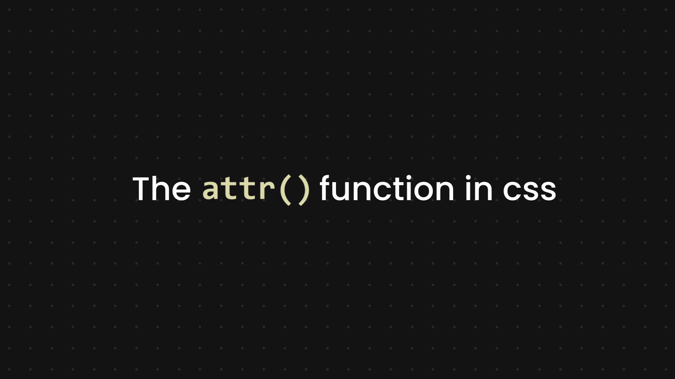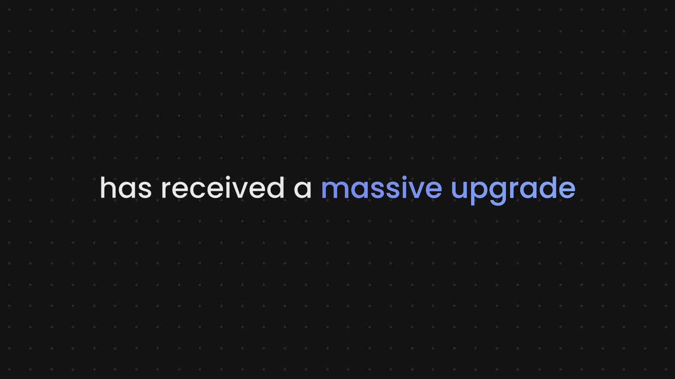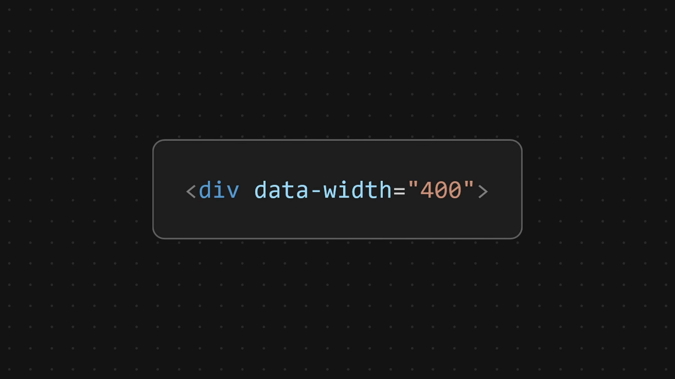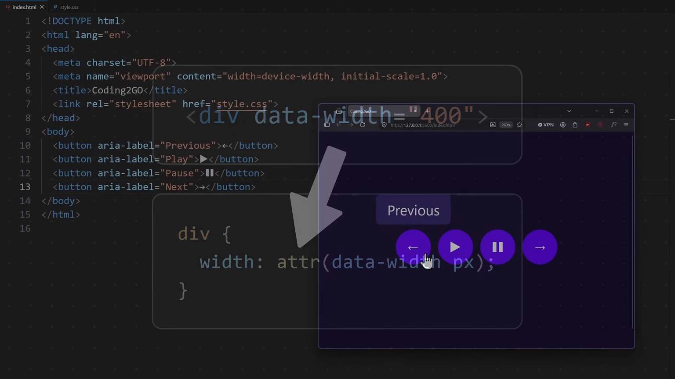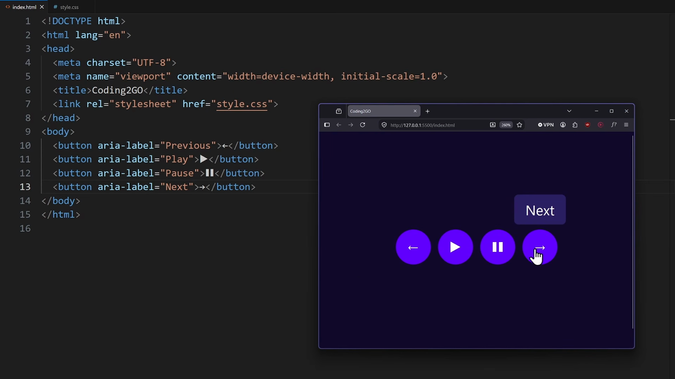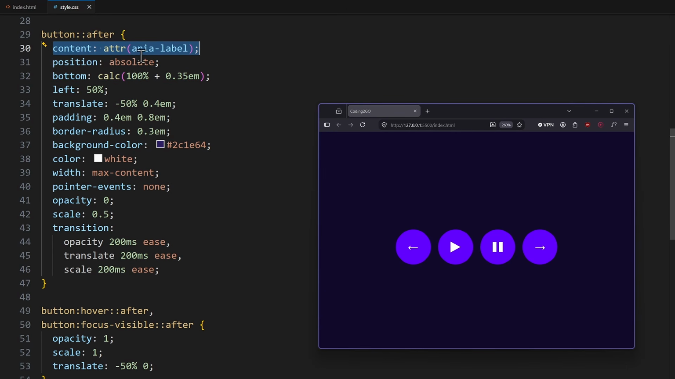The attribute function in CSS has received a massive upgrade. We can now use values from HTML attributes for any CSS property. This function has been around for years, but almost nobody got excited about it, because in practice it was mostly useful for only one thing: getting text from an HTML attribute into the content property of a pseudo element. So with this, you could create consistent tooltips where the text comes directly from HTML. And while that's useful, it ended pretty much there.